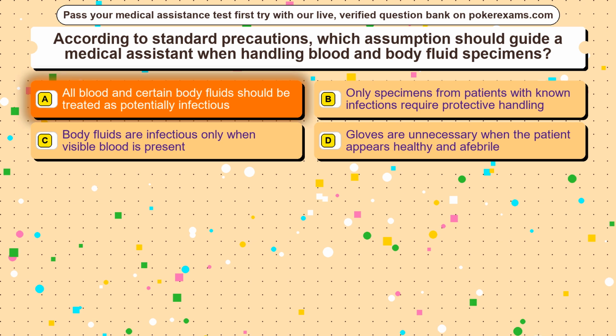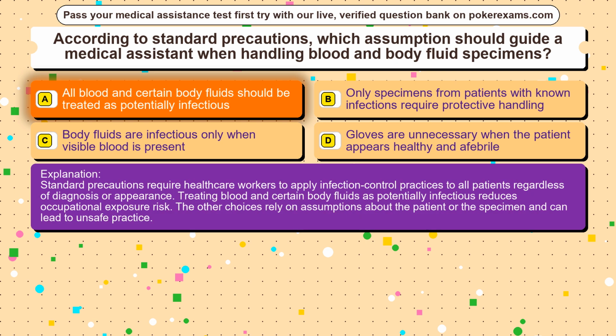The correct answer is option A. All blood and certain body fluids should be treated as potentially infectious. Standard precautions require healthcare workers to apply infection control practices to all patients regardless of diagnosis or appearance.